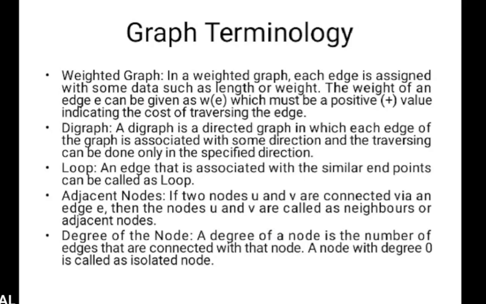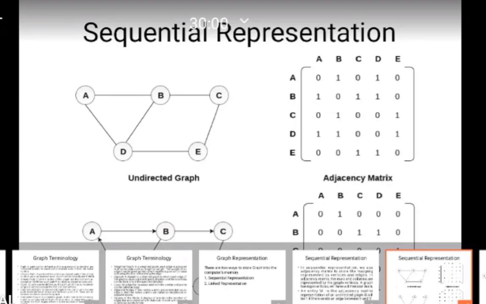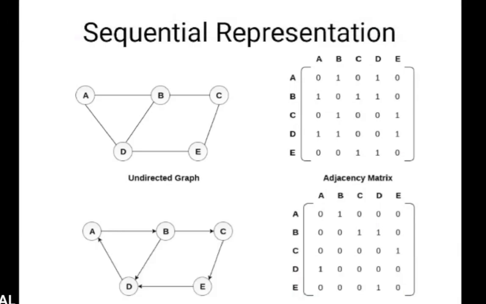Since it is an undirected graph, there is an edge from B to A also. So this B to A is also 1. Okay? Is it okay? A to B is 1, B to A is 1. The similar thing you can see in the directed graph. There is an edge from A to B, so this is 1. But there is no edge from B to A, so this is 0. You can note the difference.